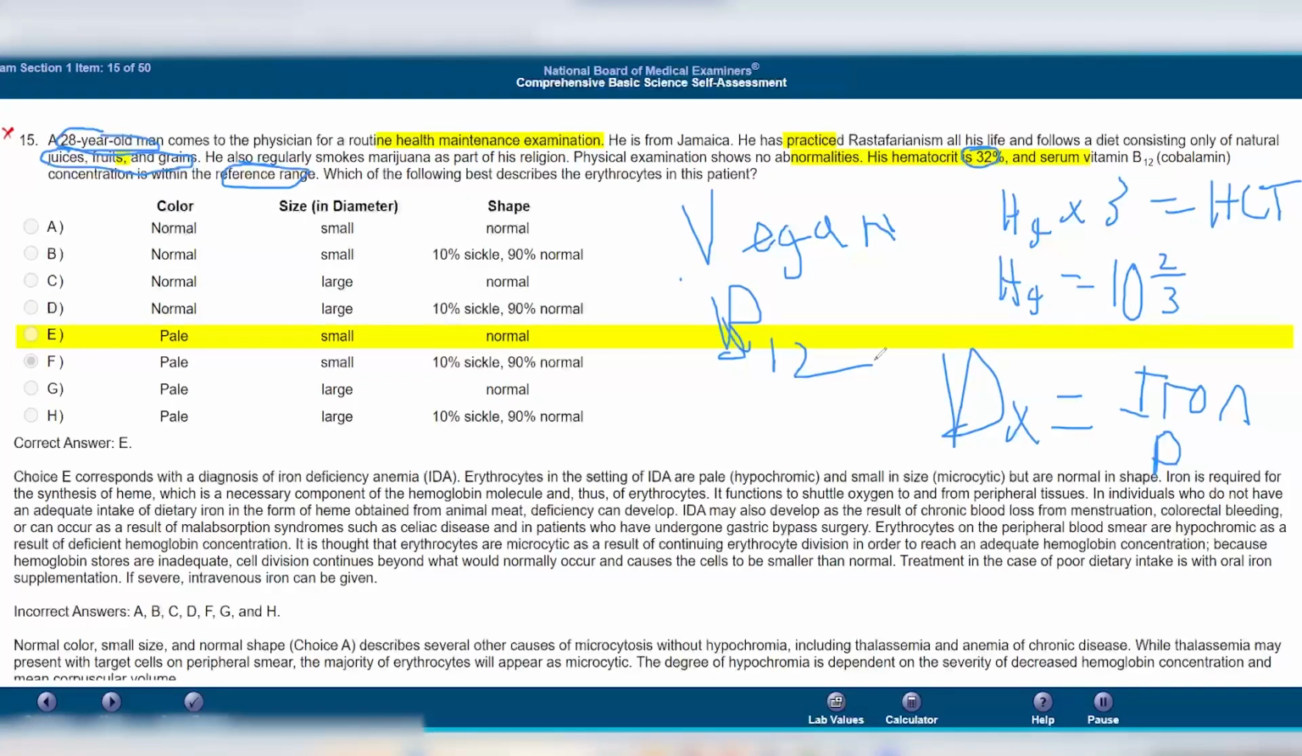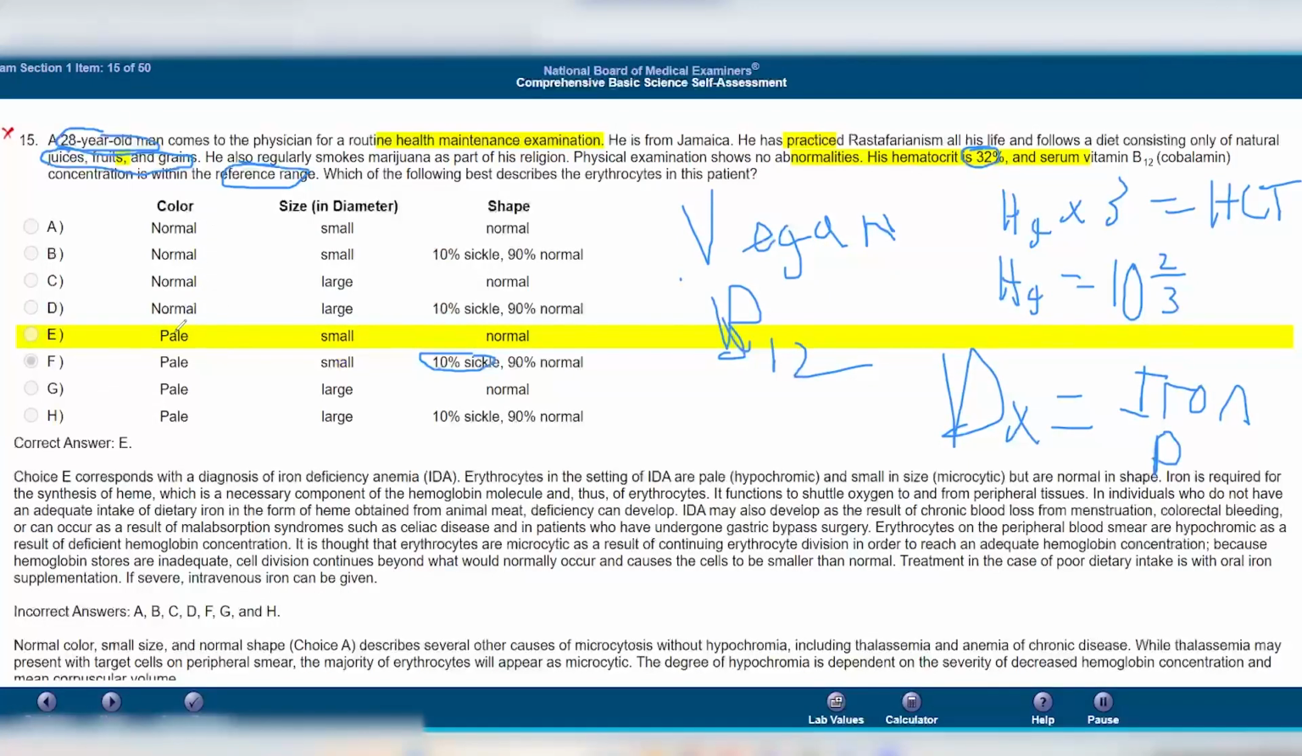Don't look at the answer choices first. Once you get your diagnosis, then you want to fit your answer to your diagnosis. The answer that you chose was 10% sickle, but he had no family history of sickle cell anemia. They didn't give you any of that, right? So in your mind, sickle cell should be very far from that. Does that make sense? Yes. Okay, because this would be like sickle cell trait, right?